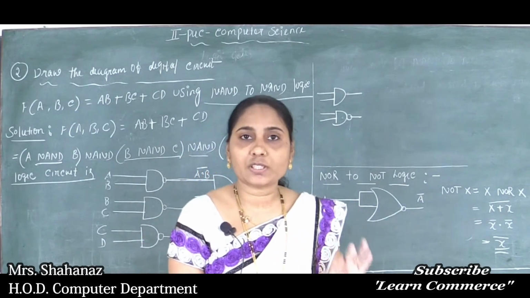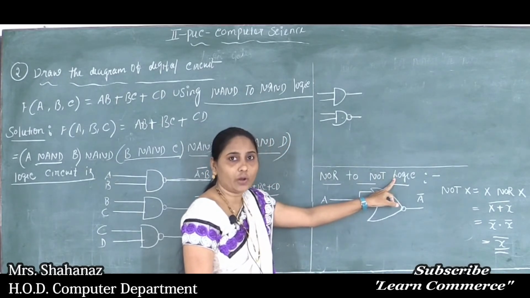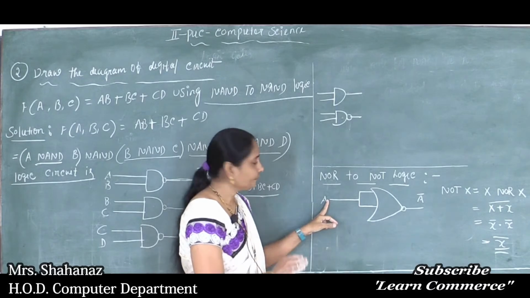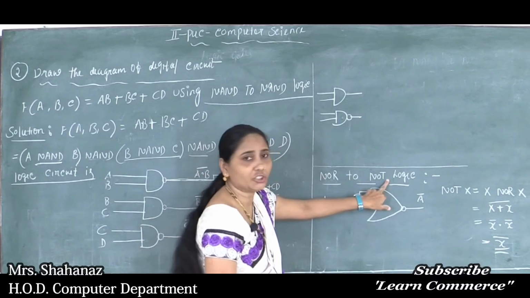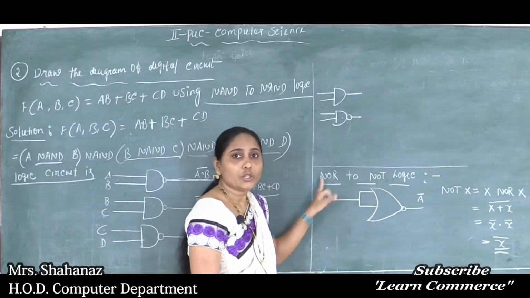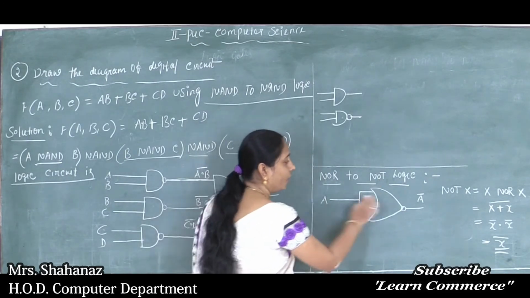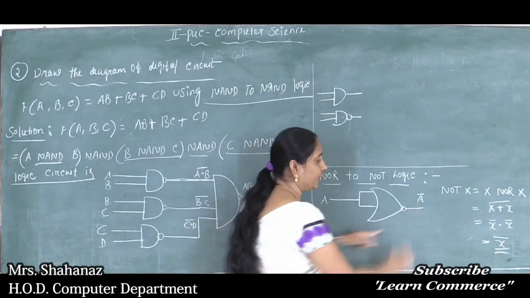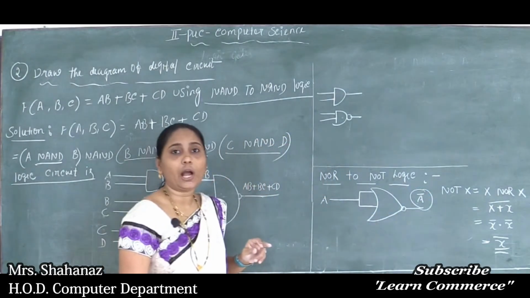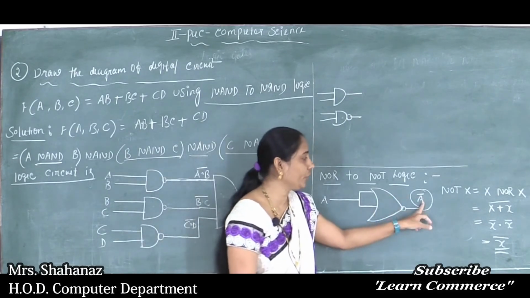In this class only, first I completed the NAND to NOT logic. So now, like that only, the one symbol, the one simplification I want to solve. Now NOR to NOT logic, I am telling NOR, and this NOT. So this is the symbol, okay. So A or NOT, that is called the complement of A. Now we should get the output. So how can we get such output?